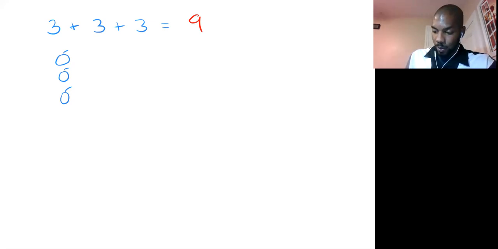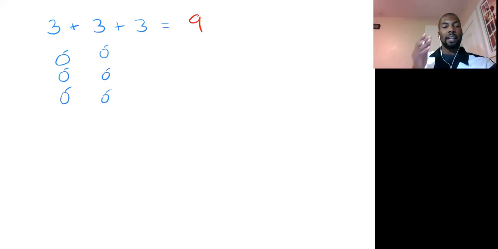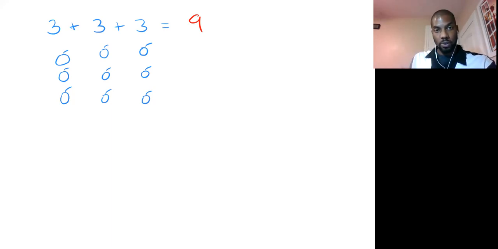Then we add another group of 3. 1, 2, 3. That is 2 groups of apples. How many apples are in each group? Well, 3. So 3 2 times is 6. And now finally you have 3 groups of 3 apples in each group. 3 apples in 3 groups would give you a total of 9 apples. 3 times 3 is 9. Simple, right?